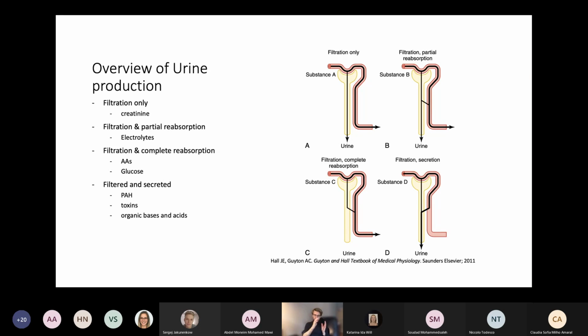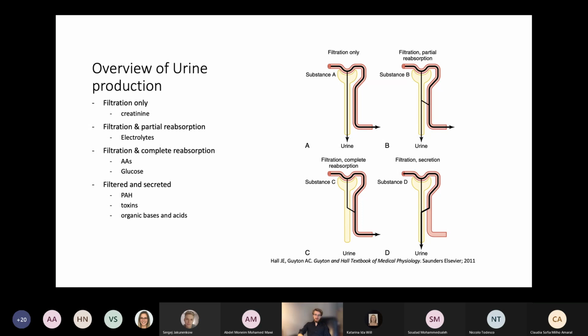I said in the glomerulus, anything below the size of 1 kilodalton is freely filtered. However, some substances can also be secreted into urine from the surrounding vasa recta or reabsorbed. So substances that are filtered only, for example, would include creatinine. That is a very important factor that you're going to learn about more a few slides down.